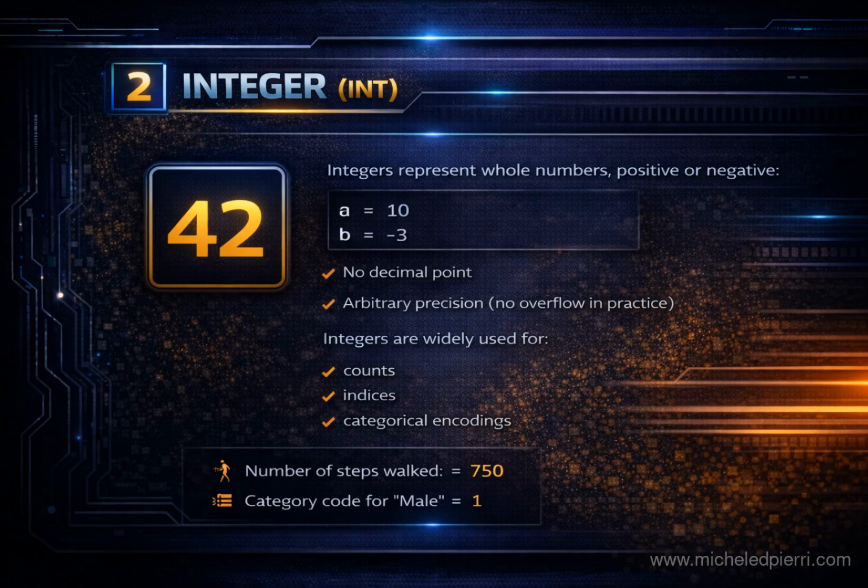Integers, or int, represent whole numbers without decimals. Python handles them with arbitrary precision, so you don't need to worry about overflow and standard calculations. They are ideal for counts, indices, or categorical encodings. For instance, we can use integer 1 to encode male in a clinical dataset.